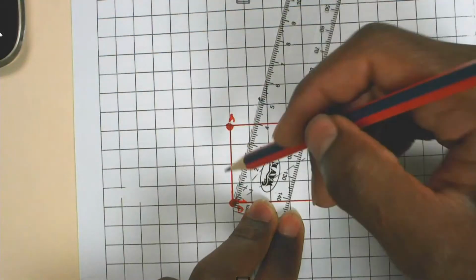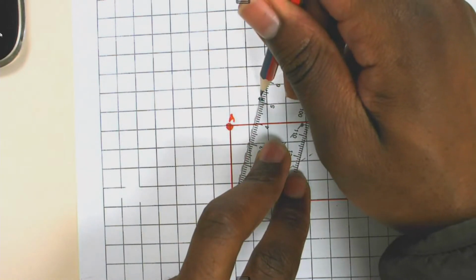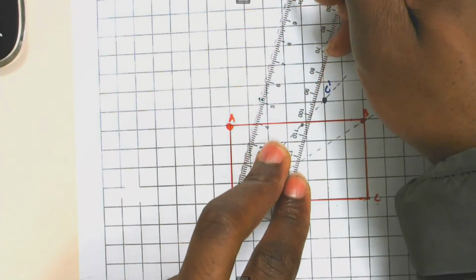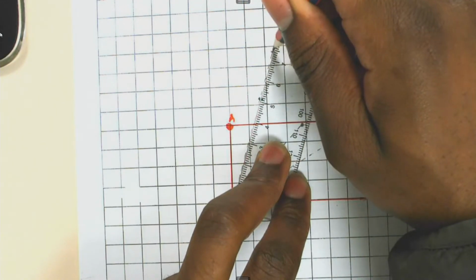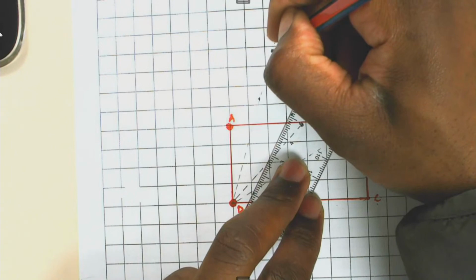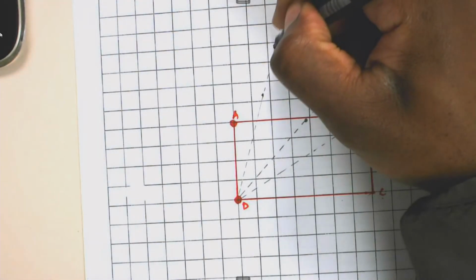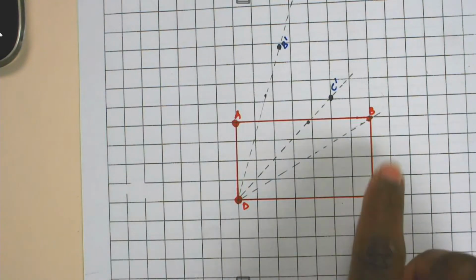7.4 centimeters. Now let me check. It means I must make this line a little bit longer, because I know this is where my 45 degrees is. So 7.4 will be here. So I'm going to put it here. Therefore, my point B will be here, which will be my B prime.